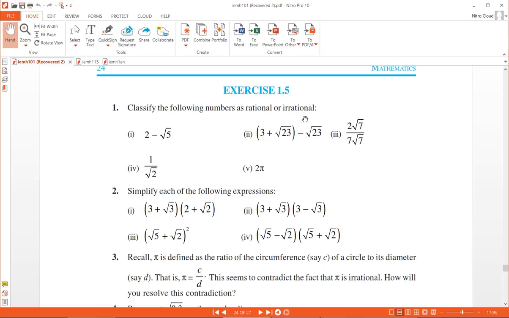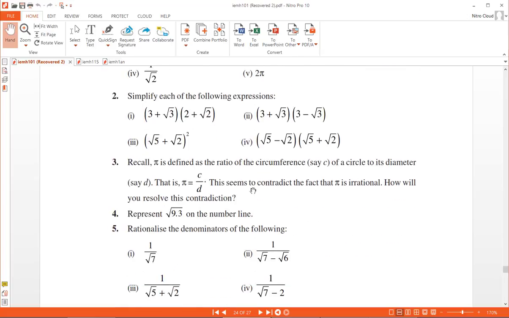So classify this as rational or irrational. So this is obviously irrational because you're subtracting root 5 from a rational number. It will still remain irrational. Here if you open up, root 23 will cancel out. So this will become a rational number. Here root 7 cancels out. So this becomes rational. This is an irrational number. This is again an irrational number because multiplying with an irrational number still makes it the same. Simplification you could do like you did before.